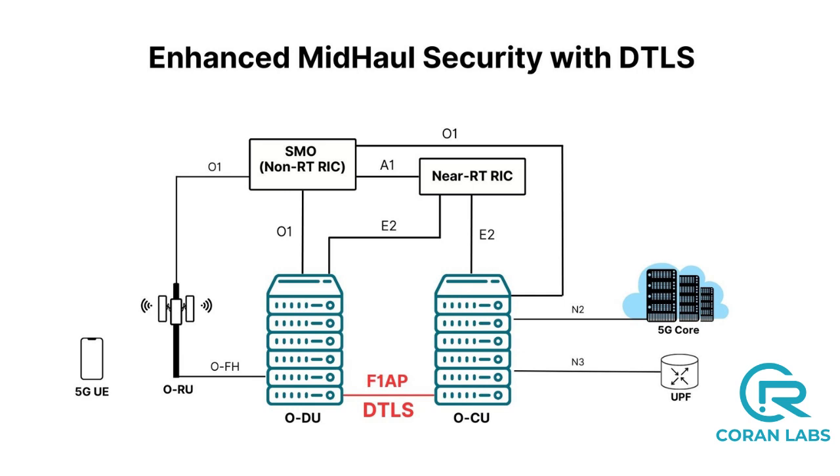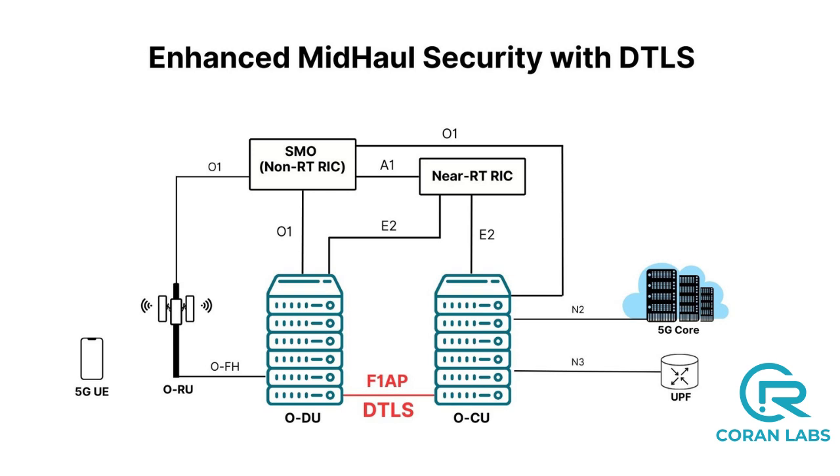In this video, we will have a look at the implementation of DTLS over the MidHaul. One of the most important aspects of Open RAN is the provision of multiple open interfaces, which helps us to establish an interoperable environment. Now, with the availability of these multiple interfaces, it is essential to secure each of them to make our RAN fully secure against different types of attacks.